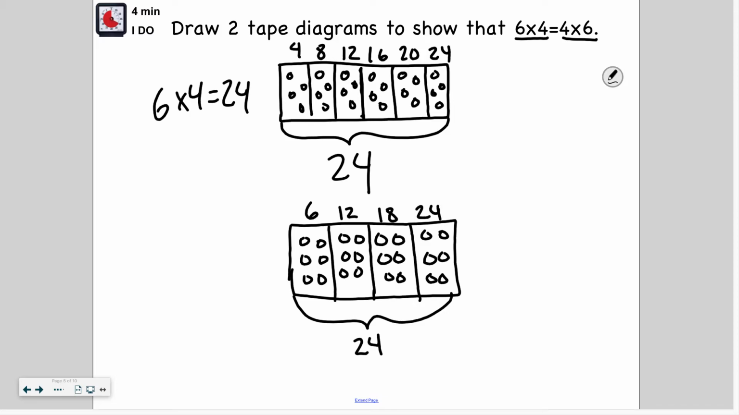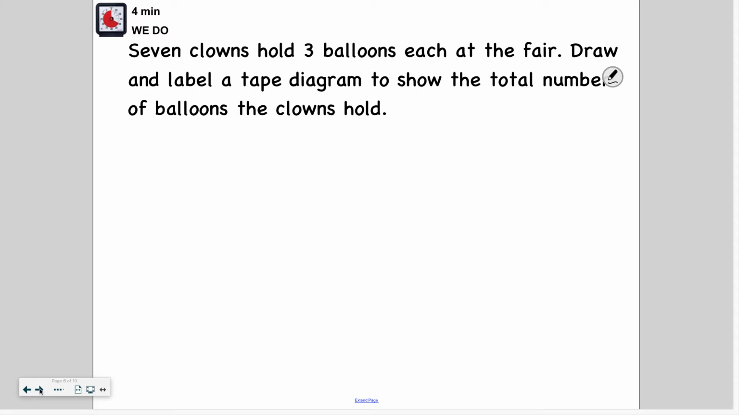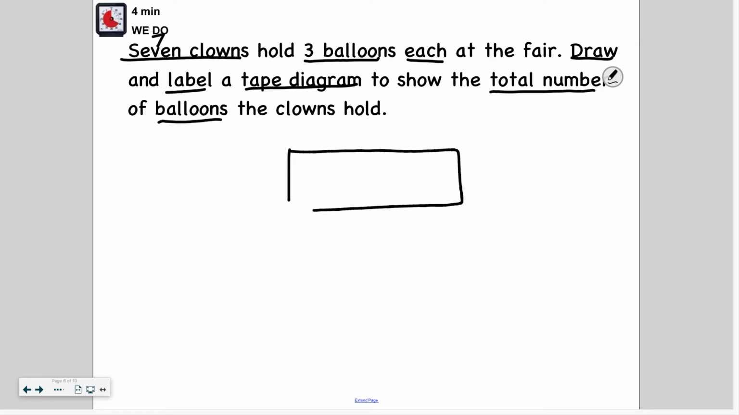So let's try one together. We're going to solve this problem using a tape diagram. 7 clowns hold 3 balloons each at the fair. Draw and label a tape diagram to show the total number of balloons the clowns hold. Whatever I'm doing on the screen, I want you to do with me. Go ahead and draw your tape diagram. We don't know the total, so we're going to put a little question mark there. What we do know is that there are 7 clowns and each of them has 3 balloons.